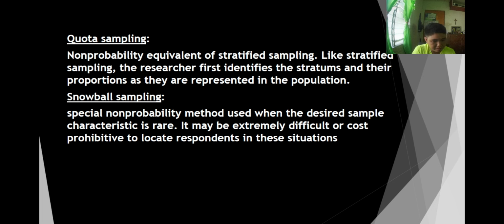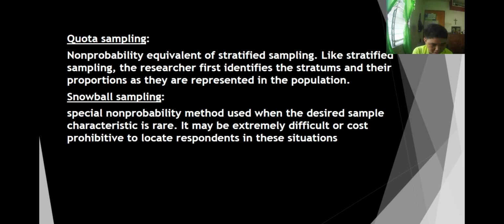The fifth is quota sampling. Quota sampling is a non-probability equivalent of stratified sampling. Just like stratified sampling, the researcher first identifies the strata and their proportions as they are represented in the population.